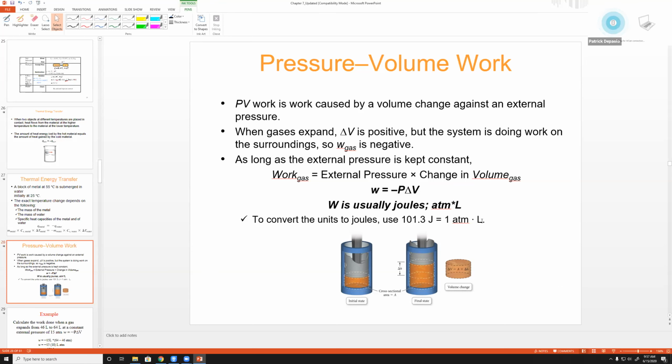For that possibility, the conversions will be given on the exam, but this is the conversion: 101.3 joules equals 1 atm liter. So really, you multiply your number, whatever your atm liter is, by 101.3, and you get the joules.